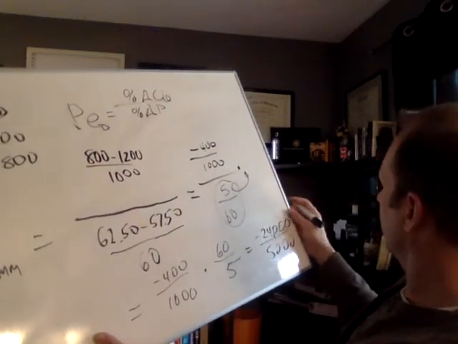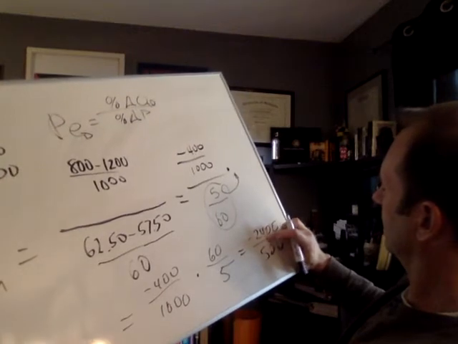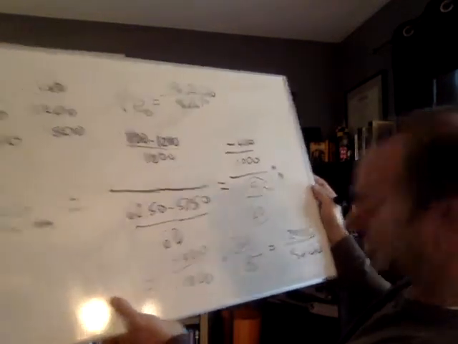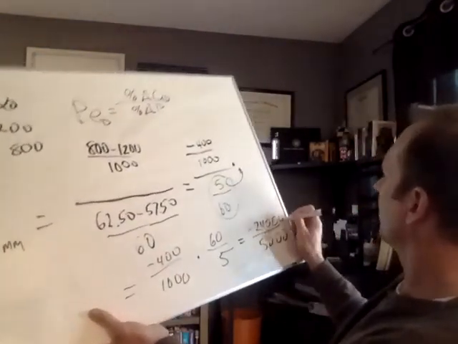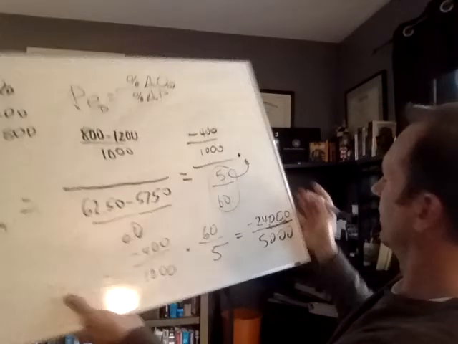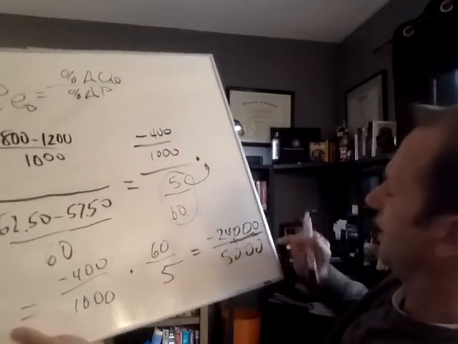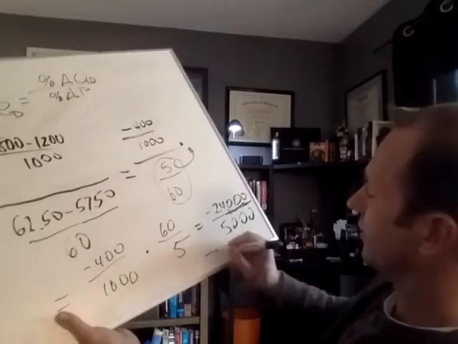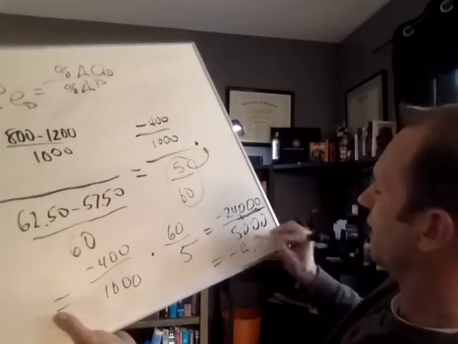Or 2,400. 2,400, I don't know where I'm getting an extra zero. No, I was right. 3 zeros. 24,000, I was right the first time, that's where I'm getting it. 24,000 at the top, 5,000 in the bottom. I can see that goes in there 4 4/5 times. So this is equal to, and it is technically negative 4.8.